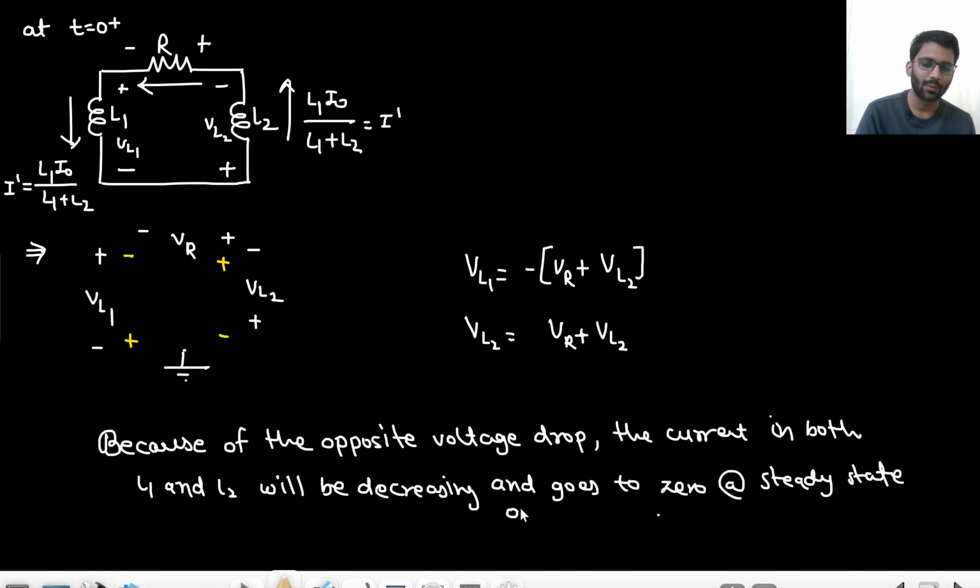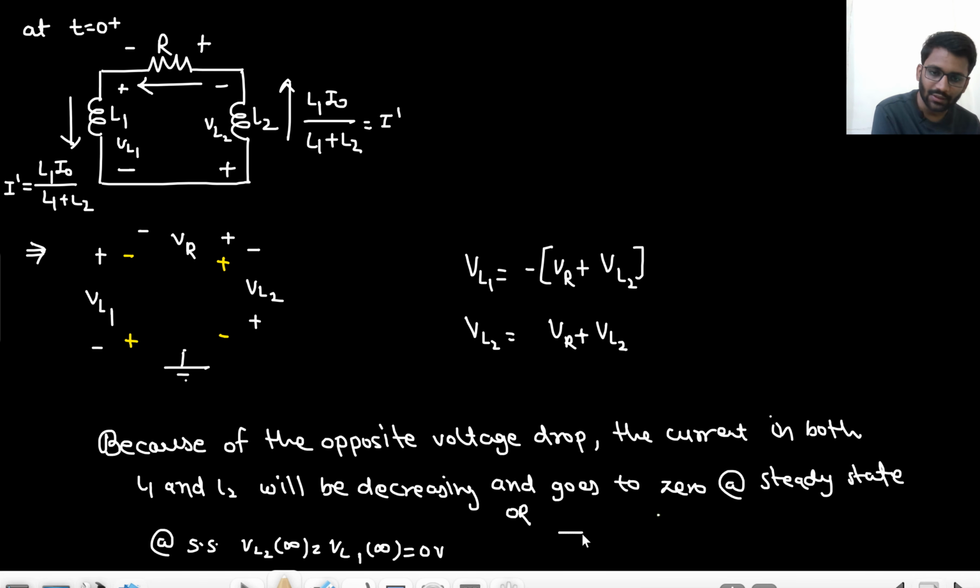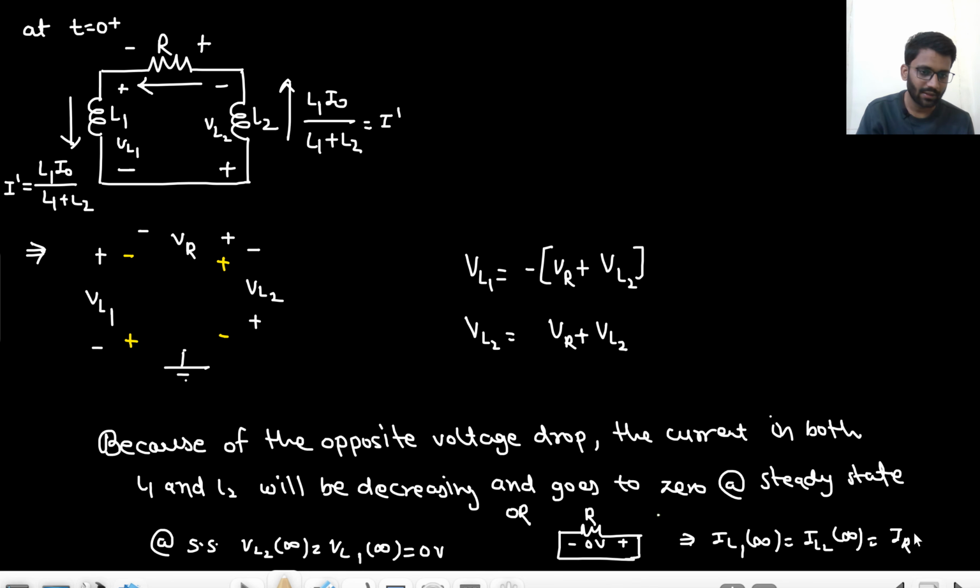Or what you can think, at steady state you know one thing: VL2 and VL1 will be 0, right? Because this is what we mean by steady state. This is a resistance R and both of them are 0. What is the drop here? 0 volt. So that shows that IL1 equals IL2 equals IR at steady state is 0 ampere.